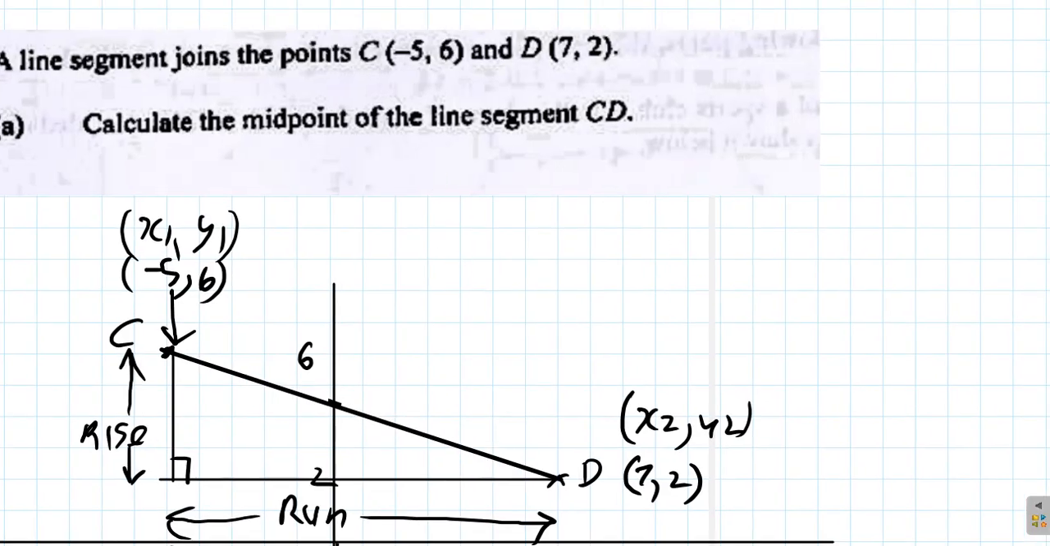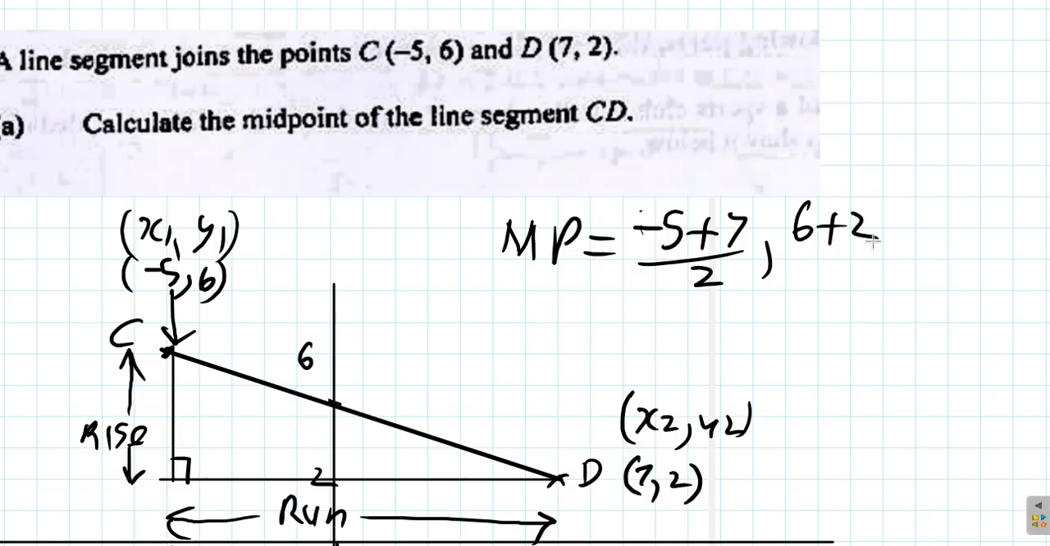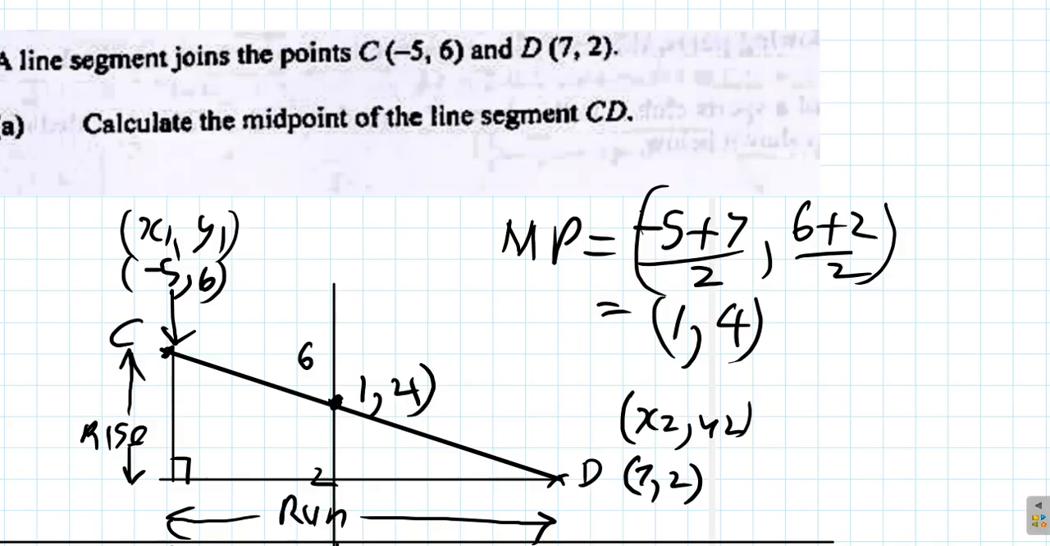-5, 6 and 7, 2. So the midpoint is the average of the x's. That's for the coordinates. x1, which is -5, plus x2 is 7 over 2, comma. Then the average of the y's, 6 plus 2 over 2. So it's going to be 2 over 2, which is 1, comma. 6 and 2, 8 over 2 is 4. So the midpoint is located at 1, comma 4.